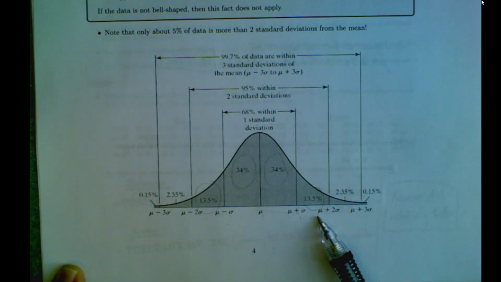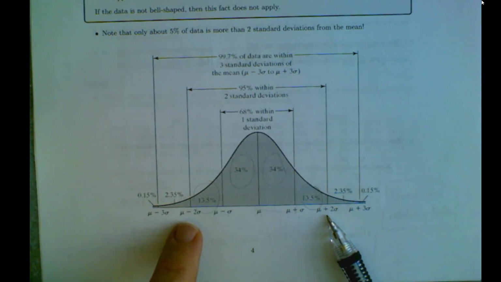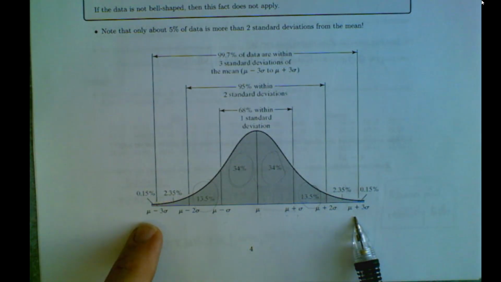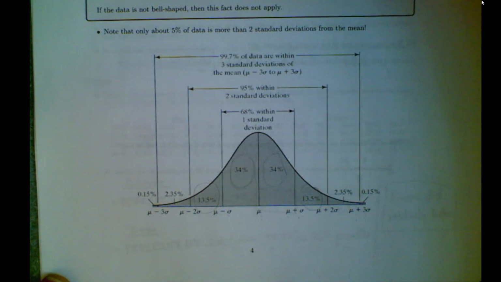That would be between mu minus 2 sigma, right? This is two standard deviations below the mean, and this is two standard deviations above the mean, right? So 95% of the data fall inside of this range. And then similarly with three standard deviations, right? 99.7% of the data is within three standard deviations. And that's how the empirical rule works. Let's practice applying the empirical rule a little bit.